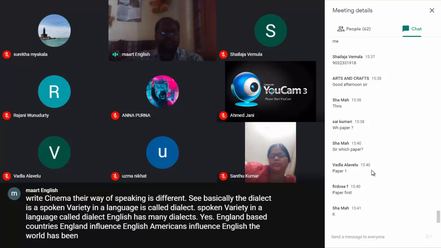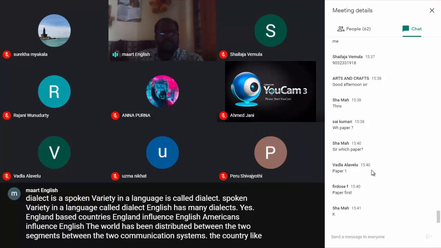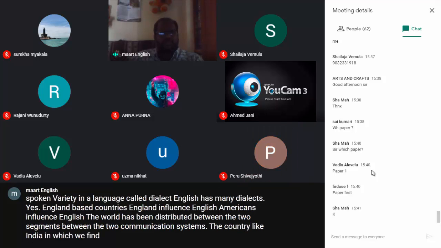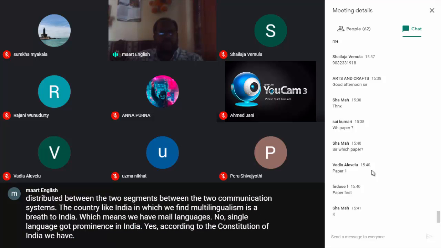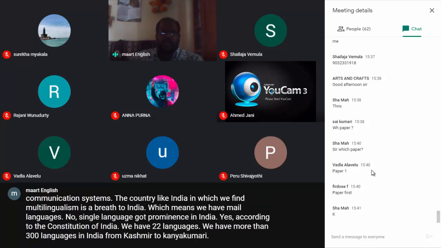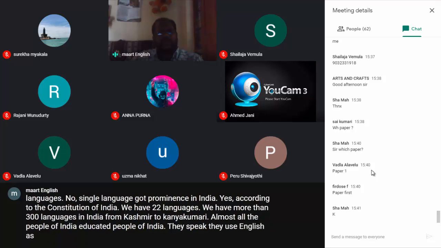The world has been distributed between these two communication systems. A country like India, in which we find multilingualism, has many languages. No single language got prominence in India. According to the Constitution of India, we have 22 languages, and more than 300 languages from Kashmir to Kanyakumari. Almost all educated people of India use English as part of their communication, directly or indirectly. And the people of Telangana speak English differently.